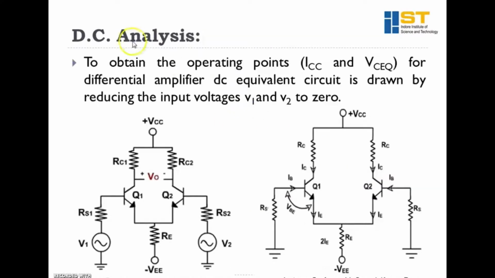So in DC analysis, we have to find ICQ and VCEQ. That means we have to find the operating points of the circuit. So if this is a differential amplifier in which we have applied V1 and V2 voltages, and we have applied VCC, then to get a DC analysis, we have to short the input supplies, that is small signal sources.